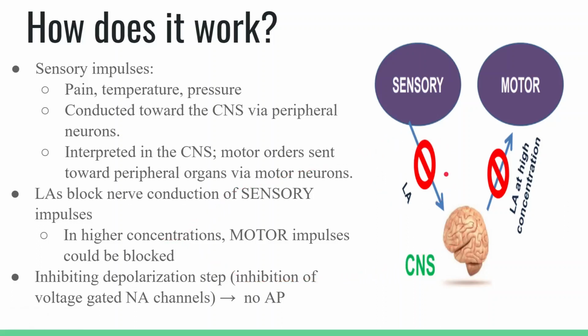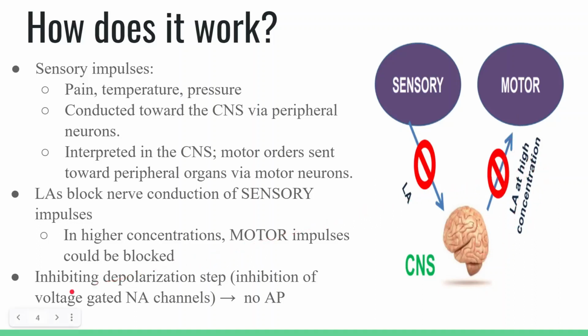Now, granted, in higher concentrations, if we use very high concentrations of local anesthetic, eventually it will start affecting the motor part of this cycle. But for that reason, we have to be careful. We have to choose the correct doses because eventually motor impulses could also be blocked, as you can see right over here, at high concentrations.